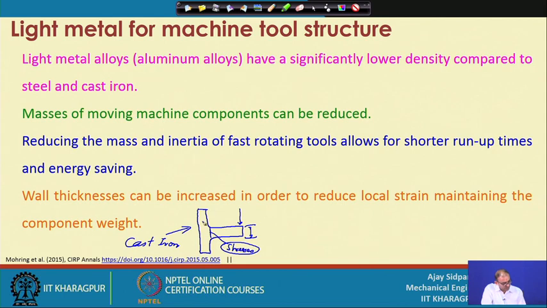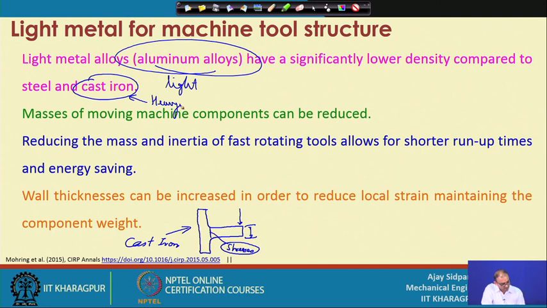Now, if you use an aluminum alloy, we know that aluminum alloy is light compared to cast iron, which is heavy. So, now what you can do is increase the thickness of the rib. Now, you provide the same force. Now, this T and this T, T1 and T1, this is T2 and T2. So, T2 is higher than T1, correct.